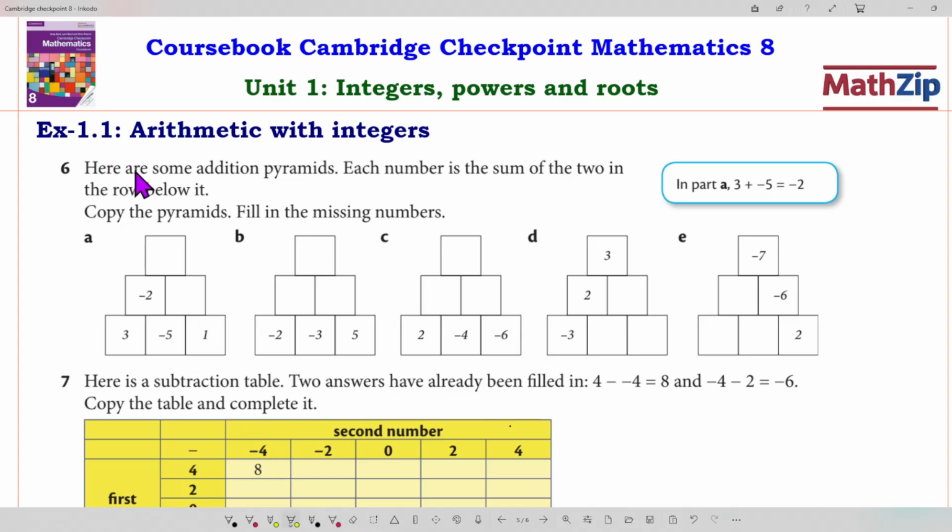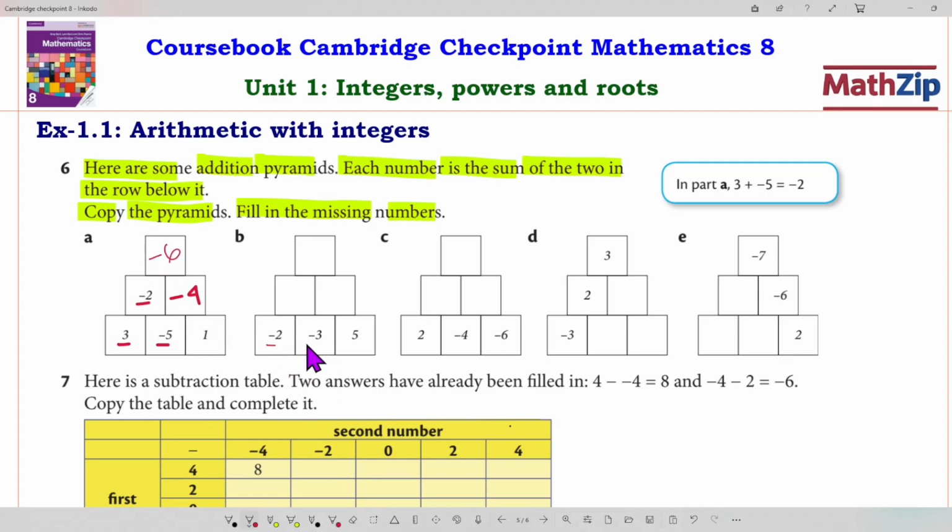Here are some addition pyramids. Each number is the sum of the two in the row below it. Copy the pyramids, fill in the missing numbers. Number A. So here, for example, 3 and minus 5 will be minus 2. Next, minus 5 plus 1 will be minus 4. Then minus 2 minus 4 is minus 6.